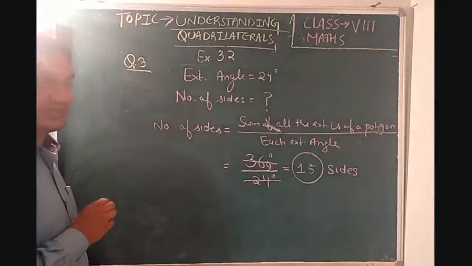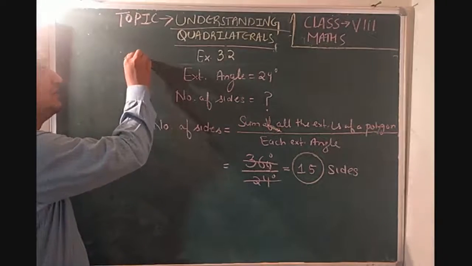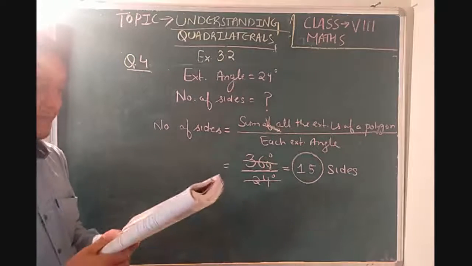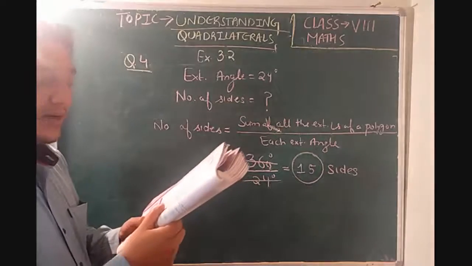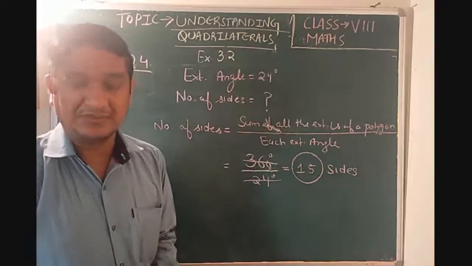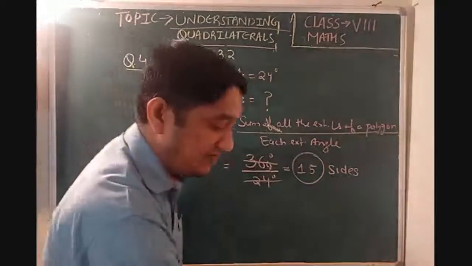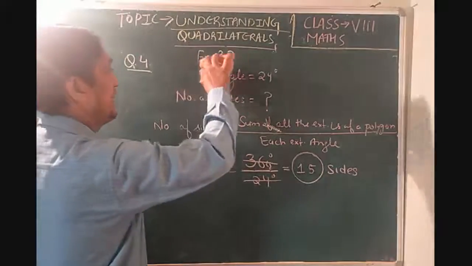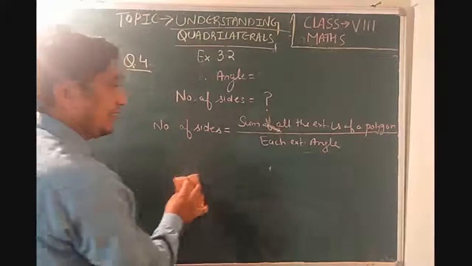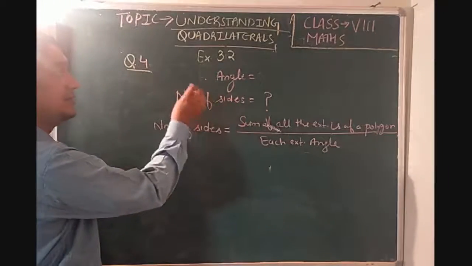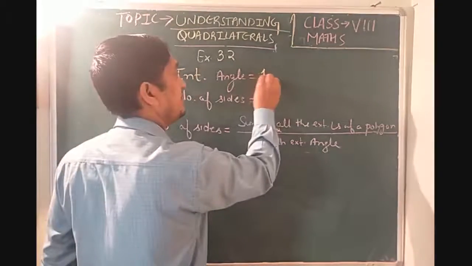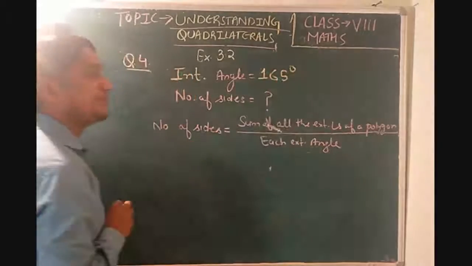Now children, after question number 3, we will do question number 4. So please listen. Question number 4 is: how many sides does a regular polygon have if each of its interior angles is 165 degrees? Here children, again we have to find the number of sides, but here we have the interior angle given, 165 degrees.